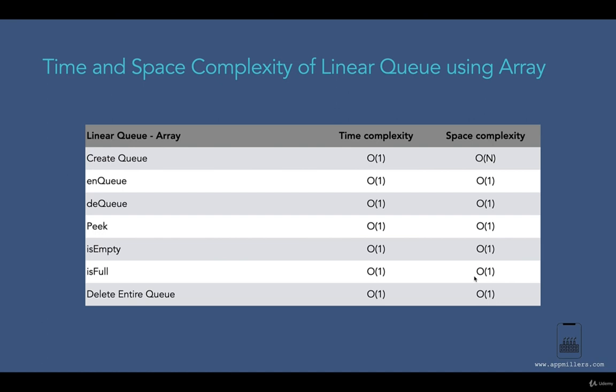So with this we have come to the end of this lecture. Till this lecture we have learned how we can implement linear queue using arrays. In the next lecture we are going to start to learn another type of queue, which is circular queue. So see you in the next lecture.